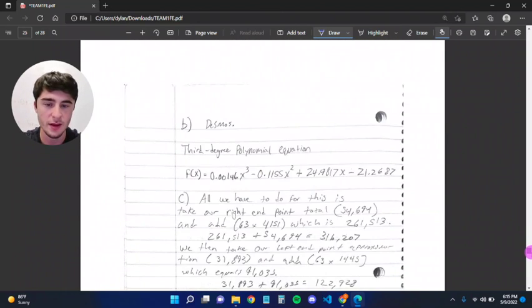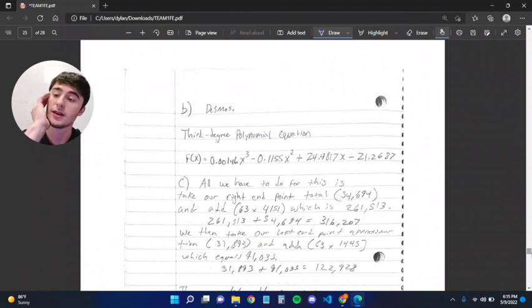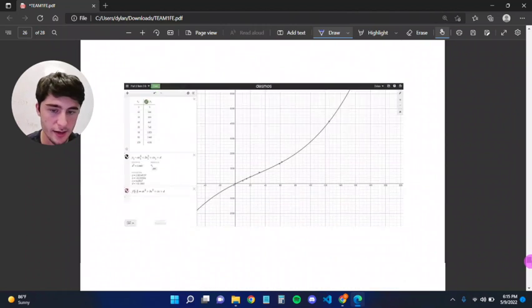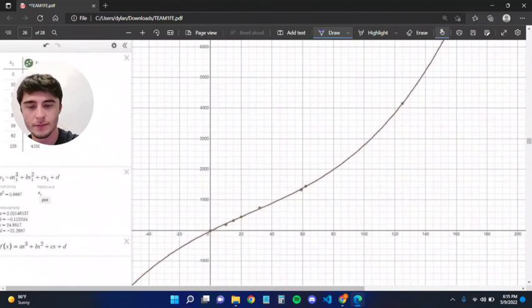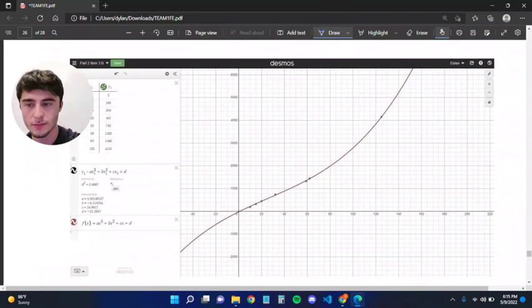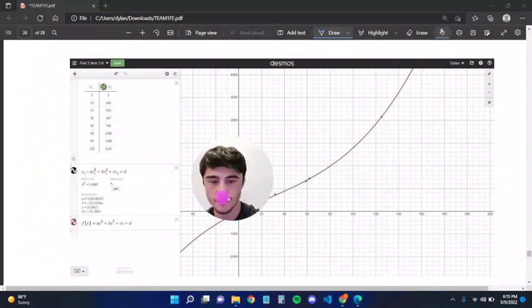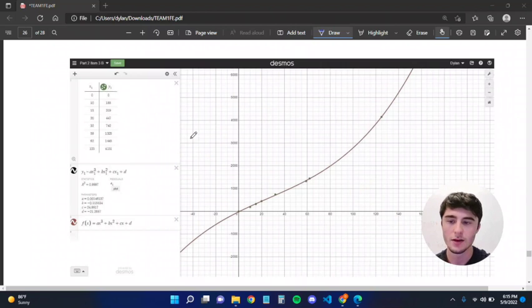And then for B, all I did was I went on Desmos, I put in a table. I think I actually attached it to the end here. So I put in a table here, which gave us our points, and then I did the line of best fit, which is given by this here.